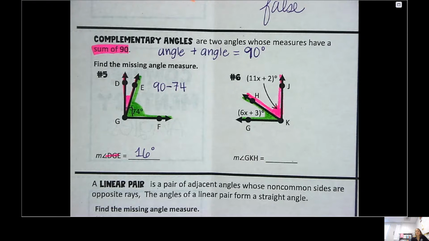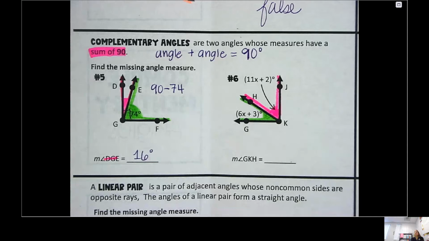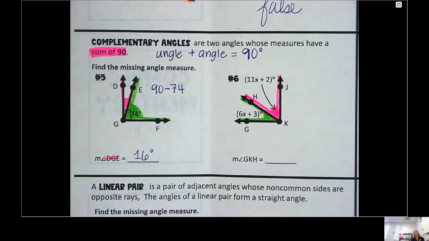What do you mean? So tell me physically the equation I'm going to write down. Oh, not quite. That would say that these two pieces are exactly the same. If I put an equal sign between them, that means they're the same. That's not what I want to do. Chelsea? Do 11x plus 2 plus 6x plus 3 equals 90. Equals 90. Good.